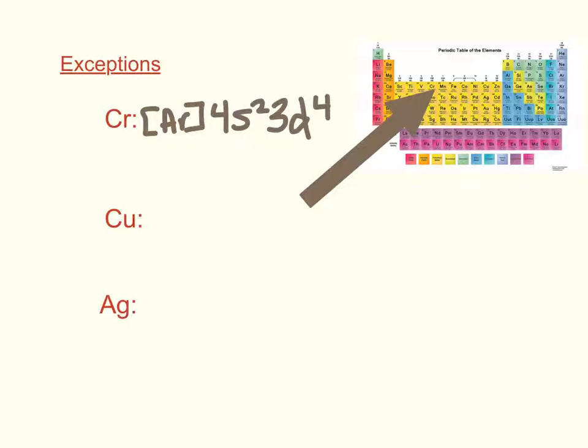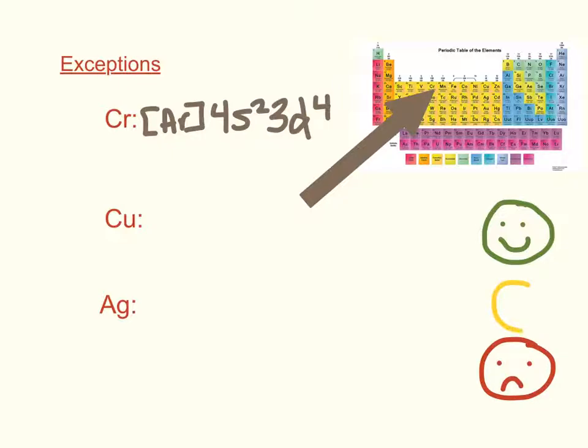So you need to understand that there's some sort of hierarchy here with the filling of orbitals. There's happy, there's sad, and there's kind of like, you know, I don't really care, dude. All right?